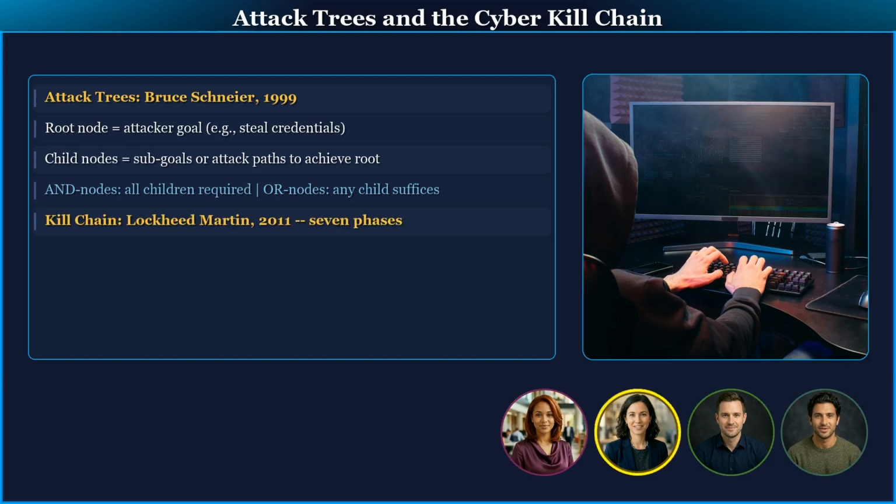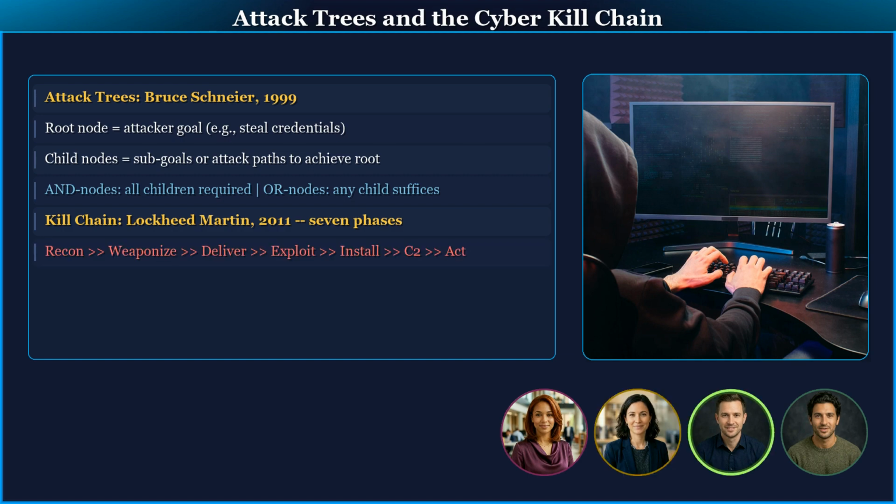The Cyber Kill Chain, published by Lockheed Martin in 2011, describes 7 sequential phases of a targeted attack: reconnaissance, weaponization, delivery, exploitation, installation, command and control, and actions on objectives. Every advanced persistent threat follows some version of this sequence.